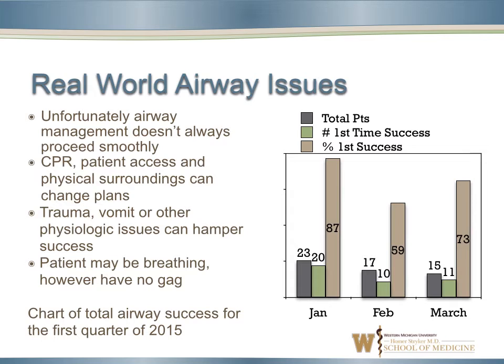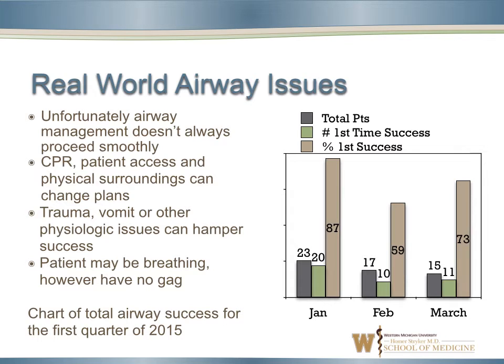The middle column shows the number of first-time successes. When we looked at that, if an airway got placed but subsequently failed for whatever reason, either it wasn't seated properly, we saw pulse oxes dropping, carbon dioxide levels dropping, and the airway was then removed for a different airway, we considered that to be outside of the first-time success.